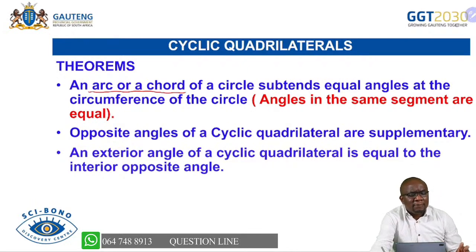Please don't forget them. Okay, we said angles subtended by the same chord or an arc are what? Are equal. Subtended at the circumference, they are equal. We say angles in the same segment. Right, opposite angles of a cyclic quad are supplementary. It means they add up to 180 degrees. We're going to prove this one because it's examinable. And then an exterior angle of a cyclic quadrilateral is equal to the interior opposite angle. We're going to apply this one.